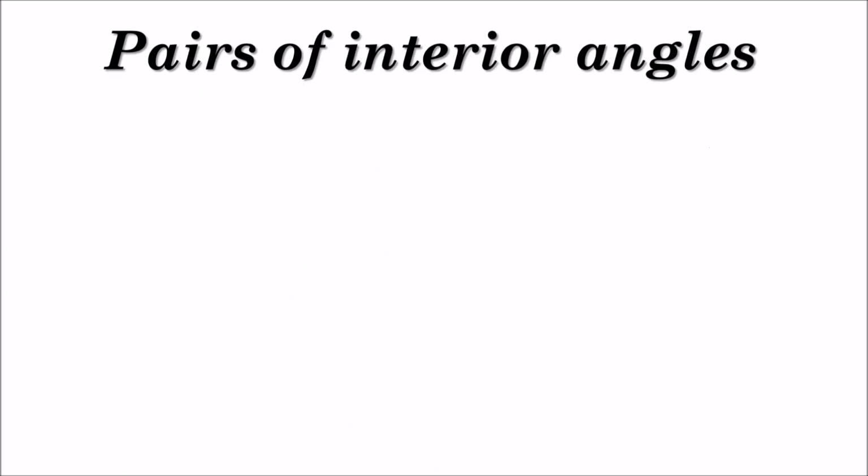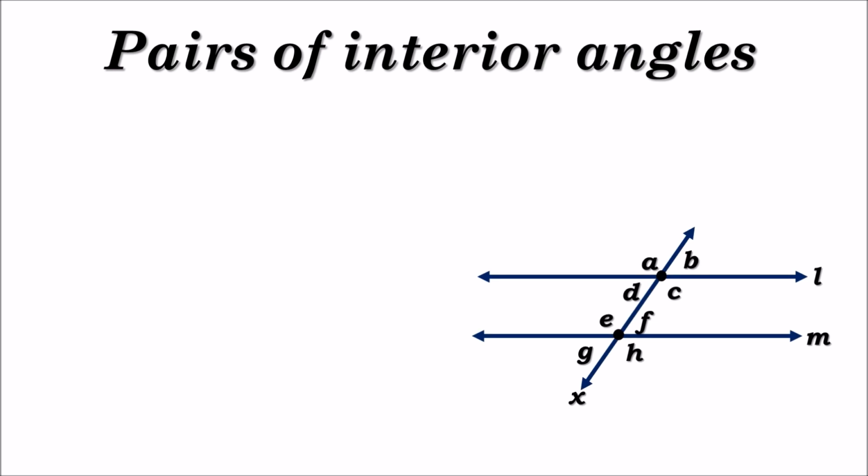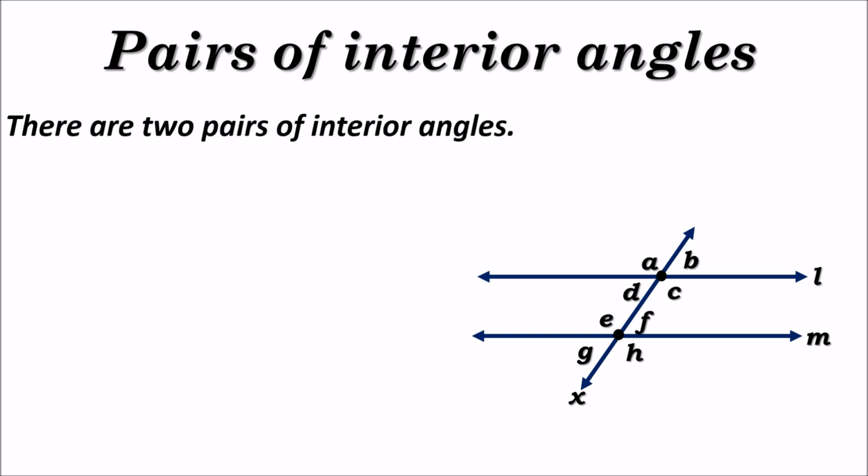Pairs of interior angles. Here we have a figure. In this figure, line X is a transversal of line L and line M. There are two pairs of interior angles in this figure. Interior, you can see the word interior. Interior means inside. So there are four angles inside the parallel lines L and M. They are angle D, angle C, angle F, and angle E. These four angles will form two pairs of interior angles in this figure.